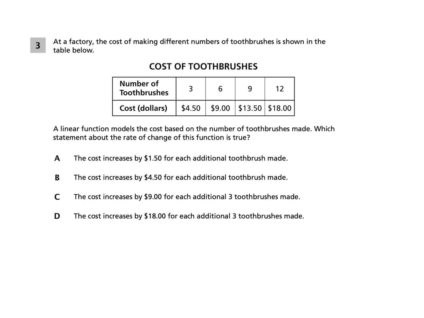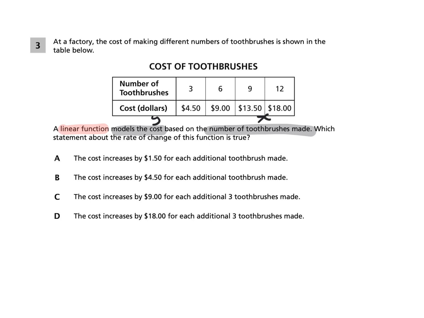Let's go back and highlight important stuff, okay? So at a factory, the cost of making different numbers of toothbrushes is shown in the table below. We're going to get to the table in a second. A linear function, that might be important, models the cost. So that's going to be your dependent variable. Why? Because your cost is based or depends. They didn't want to use the word depends, but they could have. Depends on the number of toothbrushes made. That is x, okay? That's your independent variable.